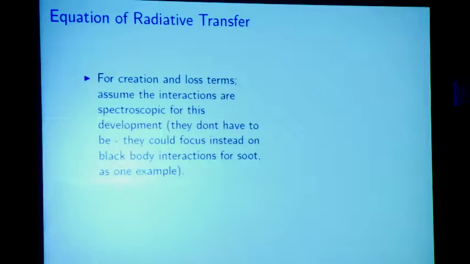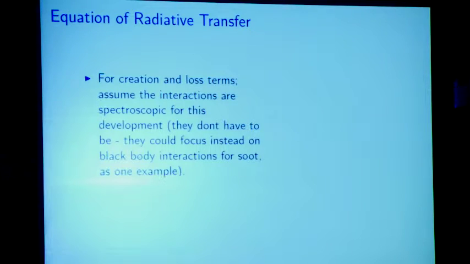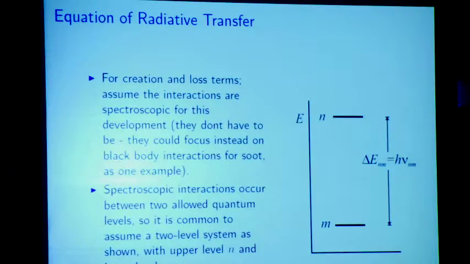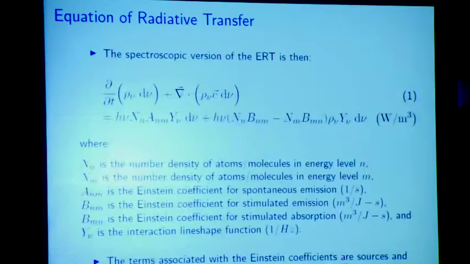For the creation and loss terms, we're going to assume that the interactions are spectroscopic. Like I said, you could also talk about soot radiation, right? Then you'd have to worry about the creation of soot and how does it radiate and so on, and we aren't going to do that here. We're just going to look at spectroscopic terms. So we did this before. We're going to say spectroscopic interactions are occurring between two allowed quantum levels. It's very common to assume a two-level system, certainly to get started with. These things aren't really two-level systems, but you usually begin with that concept to describe how these things work.